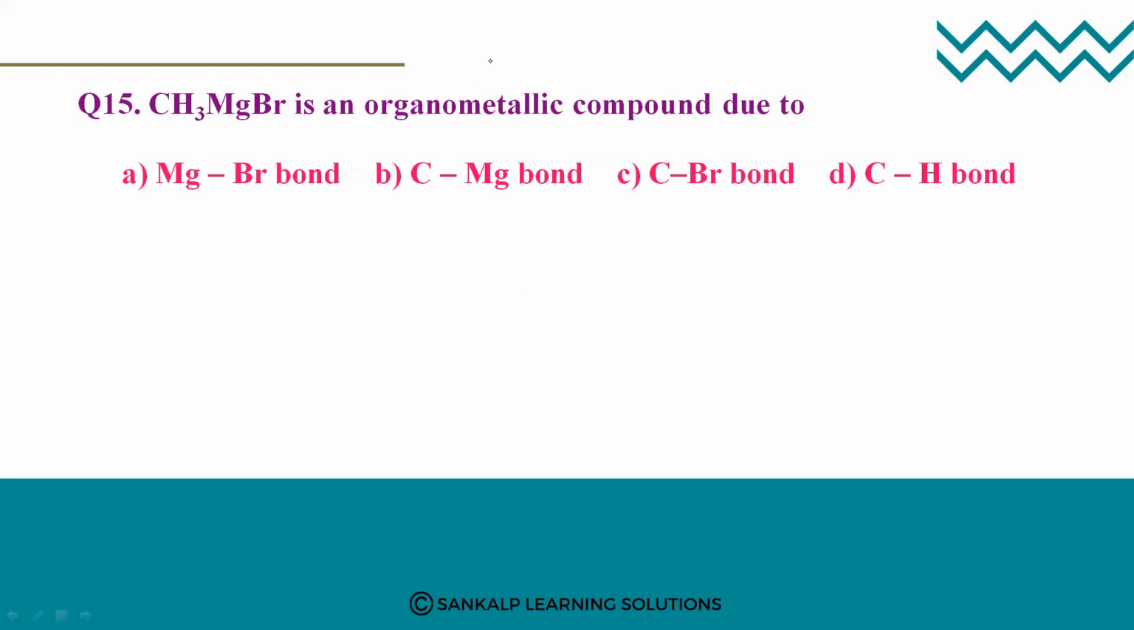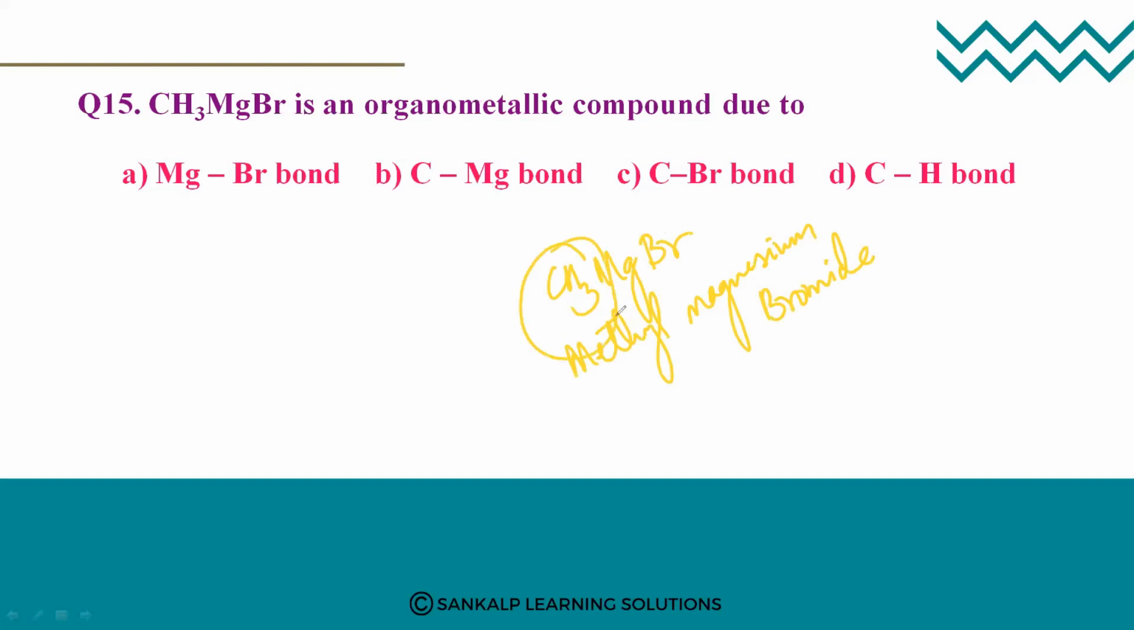So here, CH3MgBr, when we are talking about this organometallic compound, that is methyl magnesium bromide. There is a methyl group, so it is called organo. Then there is a metal. Which metal is involved here? Mg is involved. So this makes it an organometallic compound.